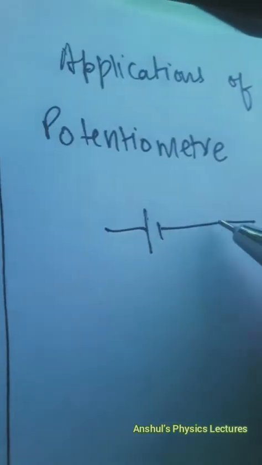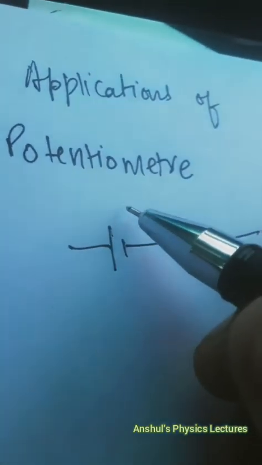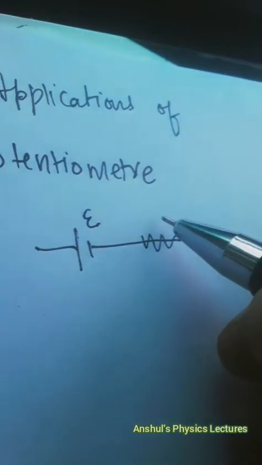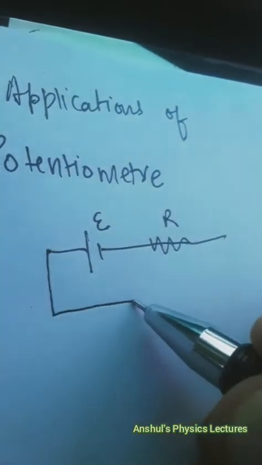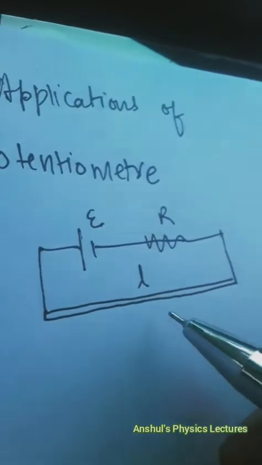So in the basic principle we have learned how to find potential gradient. Now this is the primary circuit which consists of a primary cell, which is also known as driver cell. The EMF is E and series resistance is R, and the potentiometer is connected. This is the potentiometer wire. The length is L, resistance is Rp.